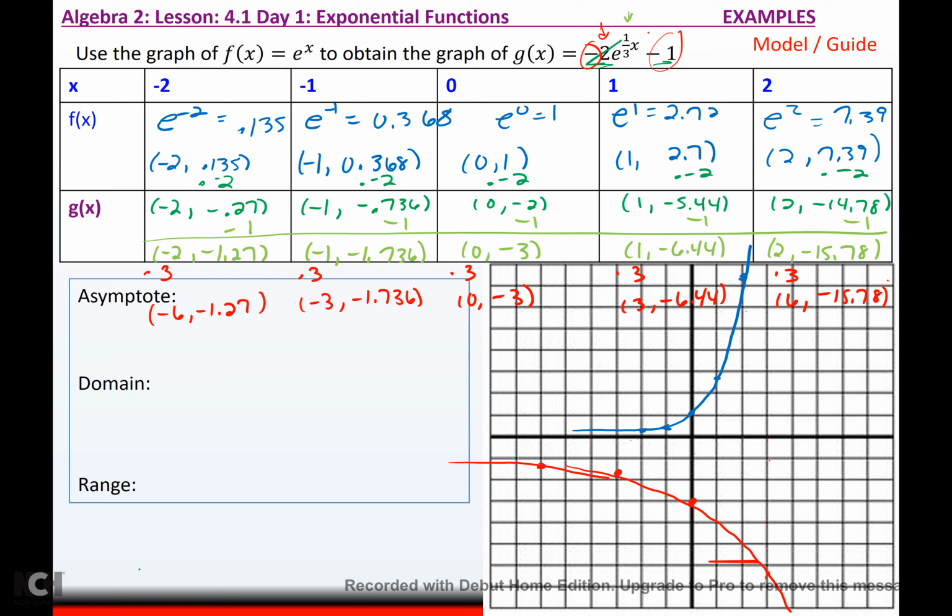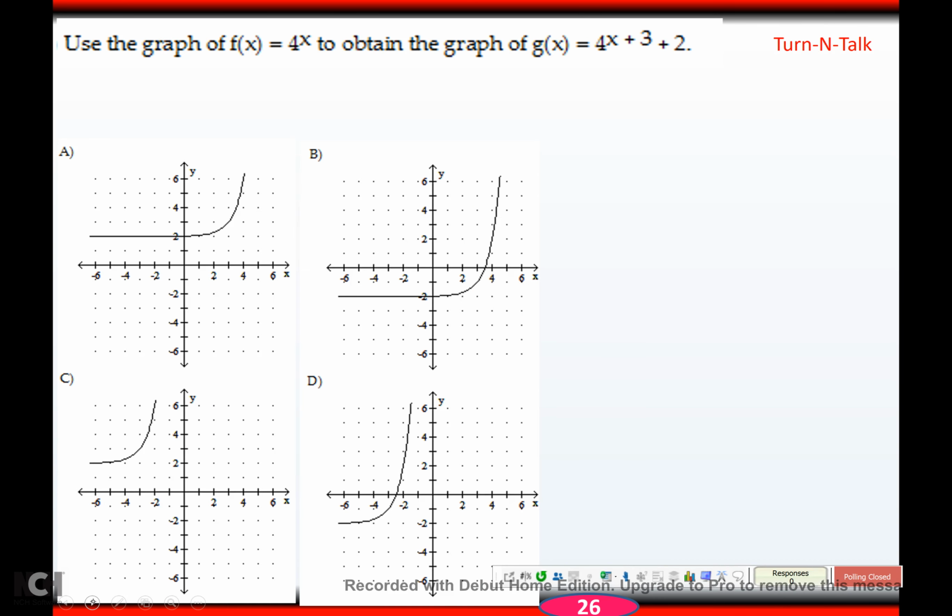Alright, my asymptote, since it moved down 1, is going to be y equals negative 1. My domain is always going to be negative infinity to infinity. And my range now goes from negative infinity up to negative 1. Okay? Alright, so it says use the graph of f of x equals 4 to the x to obtain the graph of g of x equals 4 to the x plus 3, plus 2. Okay, so hit pause, come back when you're ready.